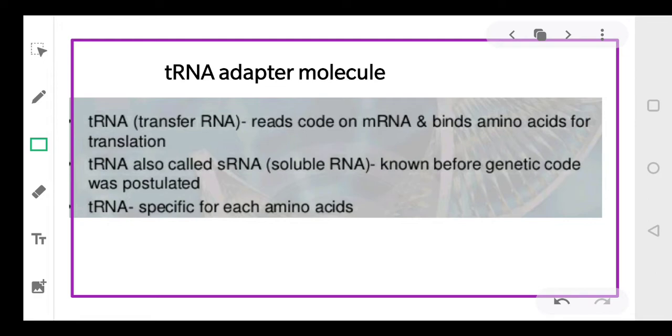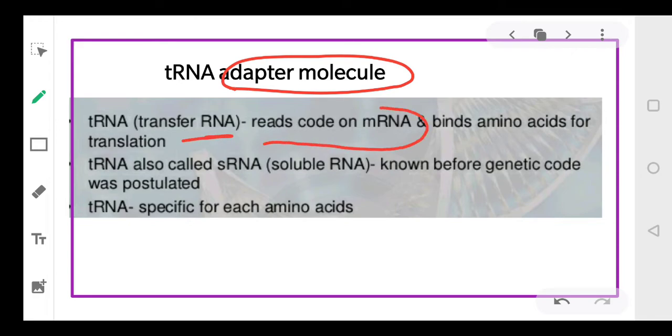Okay, so let's start with the tRNA molecule. tRNA is also called the adapter molecule. tRNA means transfer RNA. Transfer RNA reads the codes which are present on the mRNA.